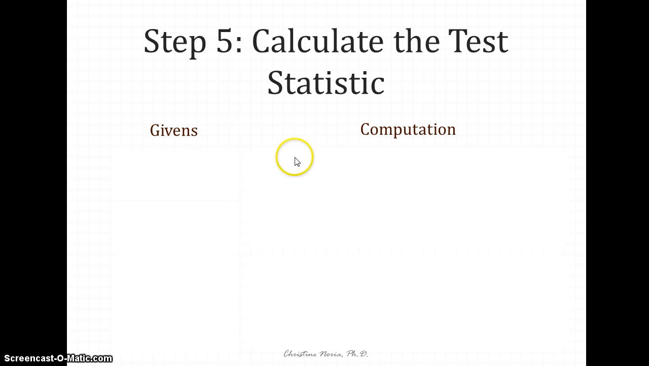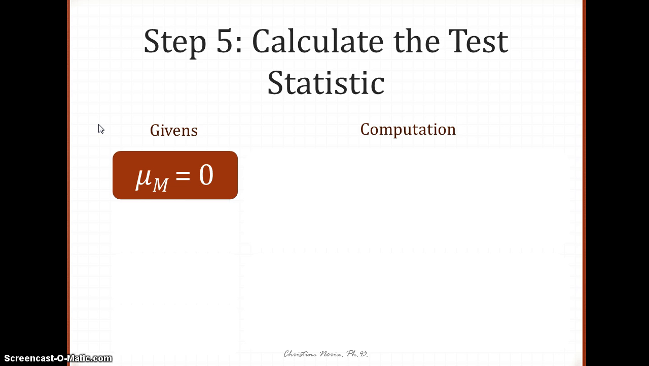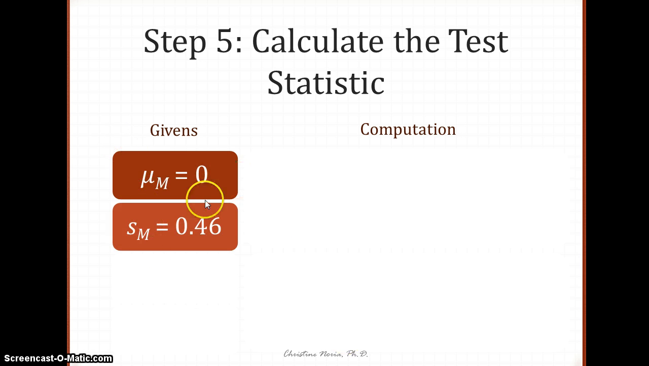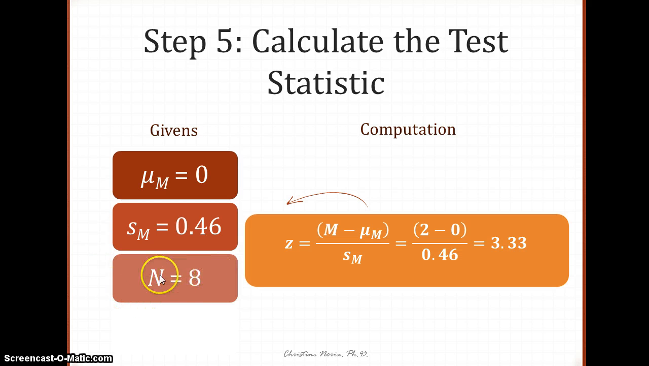So let's calculate our test statistic. We'll start by finding our givens. The first is that the mean of the distribution of mean differences is 0. The second is that standard error of the mean that we've estimated, which is 0.46. We calculated that in part 3. And here we have the number of scores, and this is our population mean.